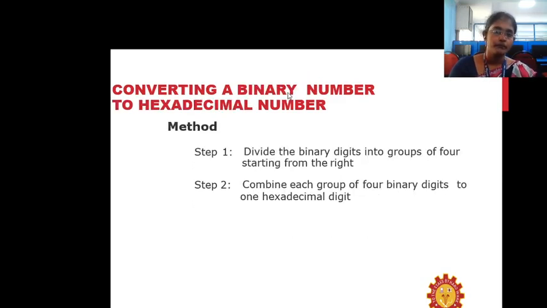Then next is converting any binary number into a hexadecimal number. How to convert the number with the base 2, that is the zeros and ones, into the hexadecimal pattern.